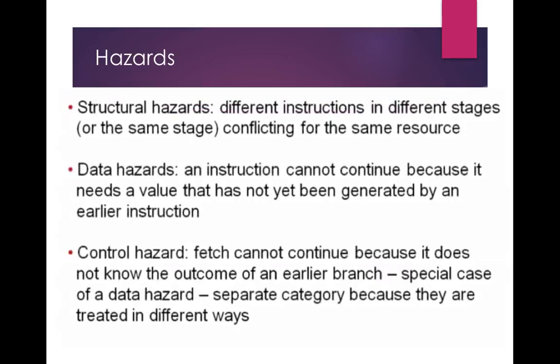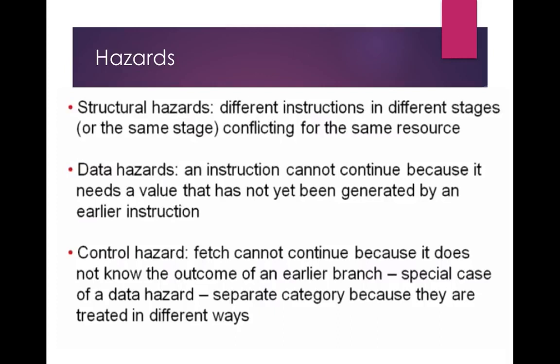So till now we have seen how we have improved the execution of instruction performance by means of pipelining. But some hazards will occur. Sometimes when we go for pipelining, we will see three types of hazards. That is the structural hazard, where different instructions in different stages conflict for the same resource. Sometimes the resource conflict occurs due to the memory or due to the registers that we are going to use, which we will see in the coming slides.